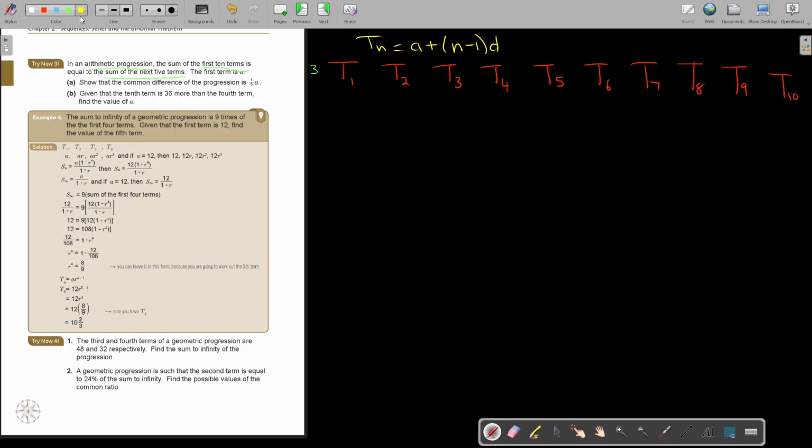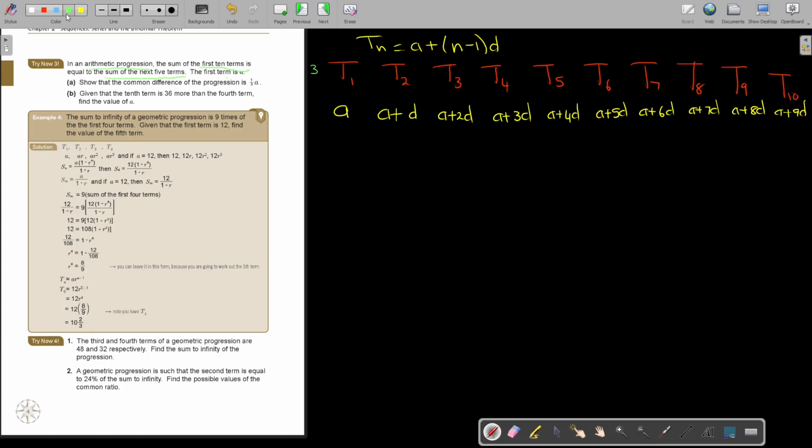So if I start here with A, and then it's A, 2 minus 1, so it's A plus just 1d. And this is A plus 2d. And this is A plus 3d. And this is A plus 4d. And this is A plus 5d. And this is A plus 6d. And this is A plus 7d. A plus 8d. A plus 9d. Okay, my space is a bit very short.